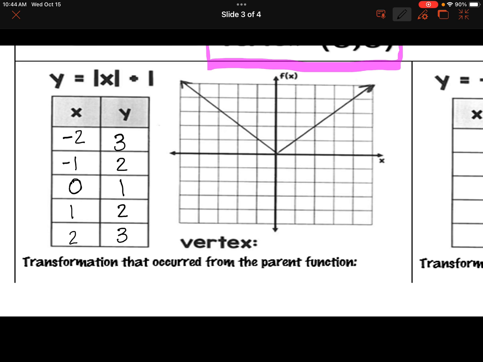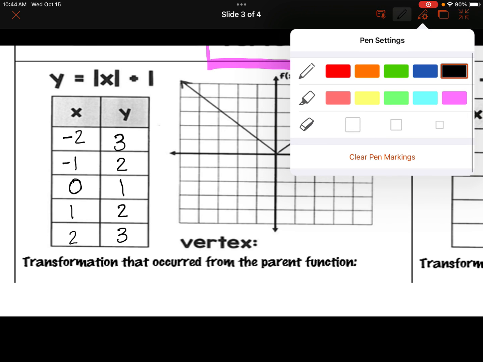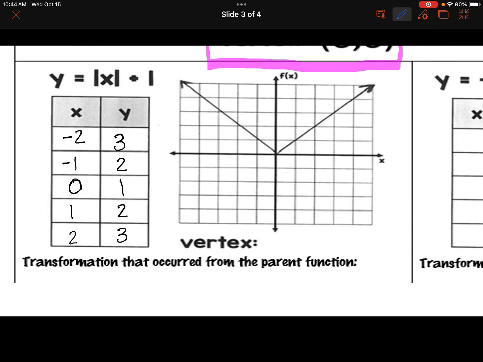So I can now go plot these points. I can put a dot at -2, +3. I can put a dot at -1, +2. I can put a dot at 0, 1. I can put a dot at 1, 2. I can put a dot at 2, 3. And I can see that this new function has been translated up 1 unit. And from the equation, I knew that because this +1 on the outside tells me how far it moved vertically.